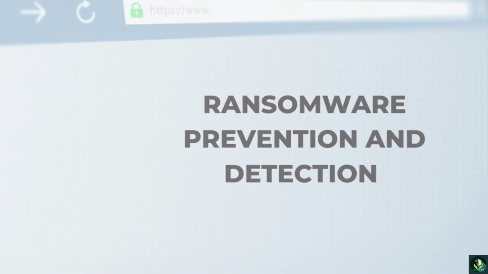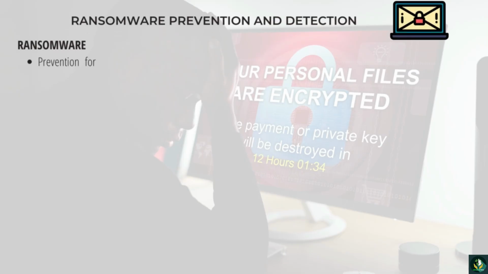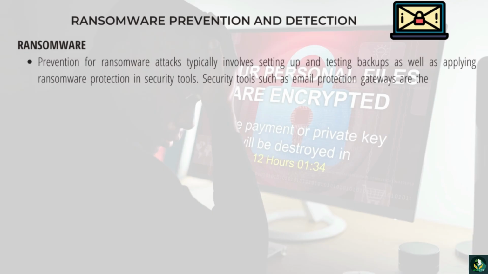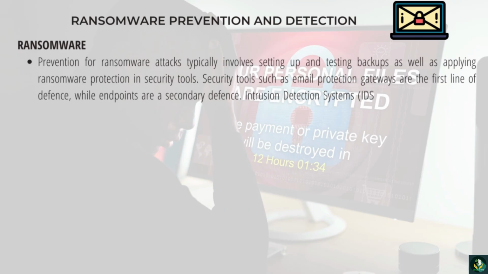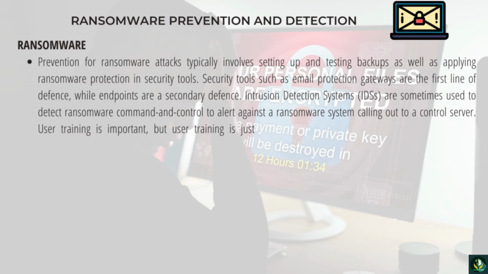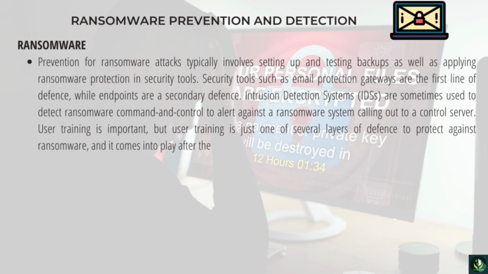Ransomware prevention and detection. Prevention for ransomware attacks typically involves setting up and testing backups, as well as applying ransomware protection and security tools. Security tools such as email protection gateways are the first line of defense, while endpoints are a secondary defense. Intrusion detection systems, or IDSs, are sometimes used to detect ransomware command and control, to alert against a ransomware system calling out to a control server. User training is important, but it is just one of several layers of defense to protect against ransomware, and it comes into play after the delivery of ransomware via an email phish.